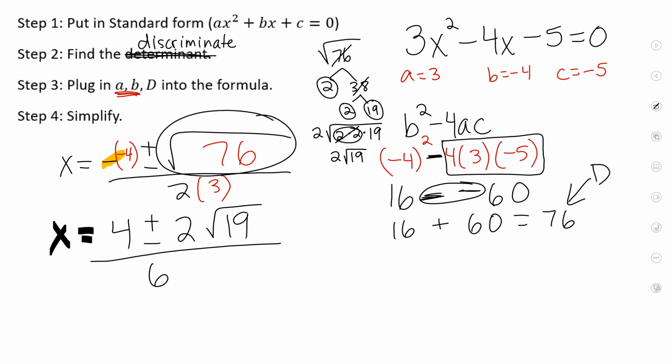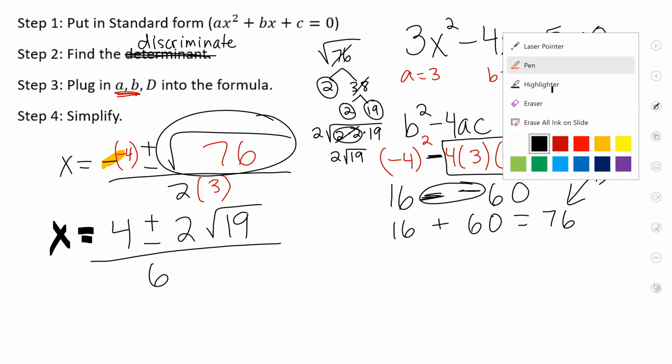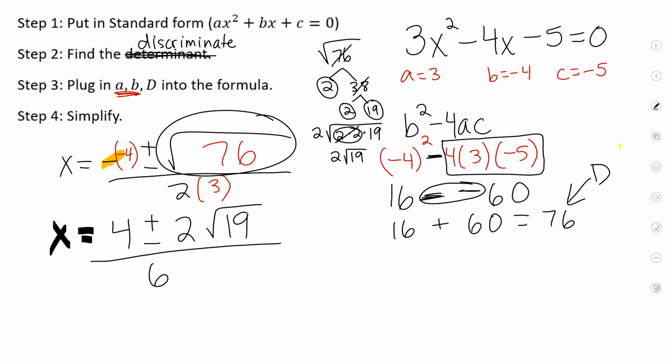Okay, we're almost done simplifying. Do not touch this part right here. That is done. What I want you to pay attention to are these other numbers: the 4, the 2 on the outside, and the 6. What can all of these 3 numbers be divided by? 2. So let's simplify this further.